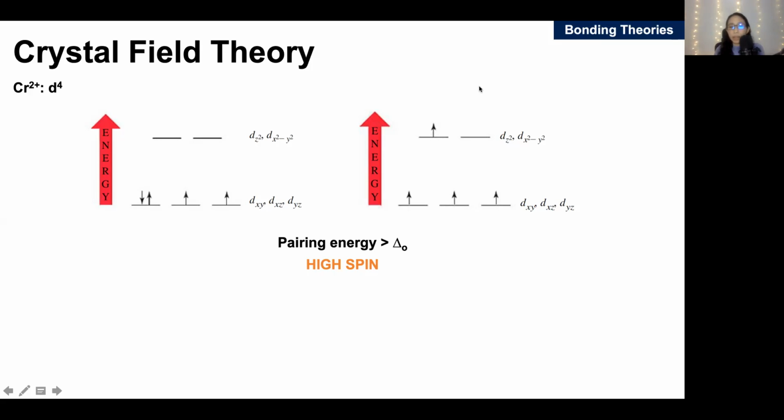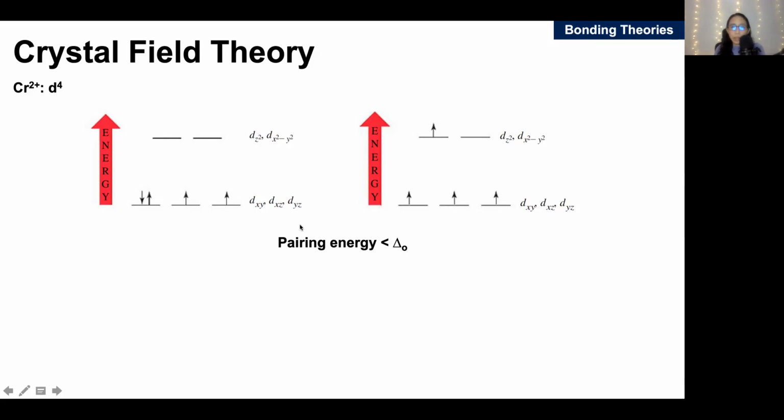We designate that as +1/2, right, in your quantum numbers. So it's high spin. On the other hand, if your pairing energy is less than the crystal field splitting, then it's better for the 4th electron to be paired with the 1st electron, because that will require less energy than for it to be placed in the higher energy level.